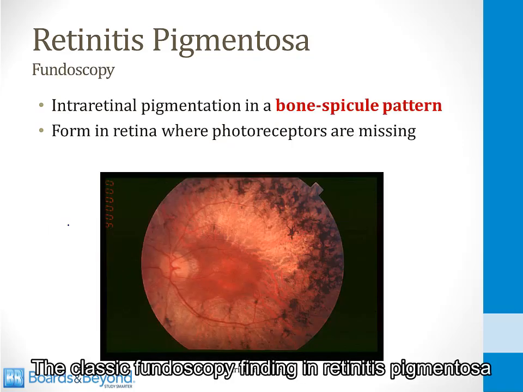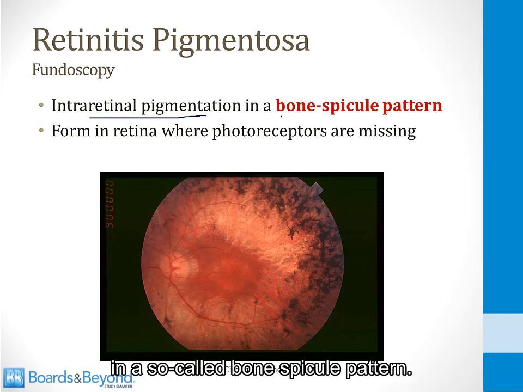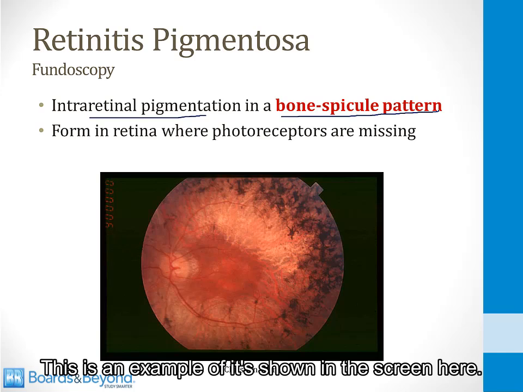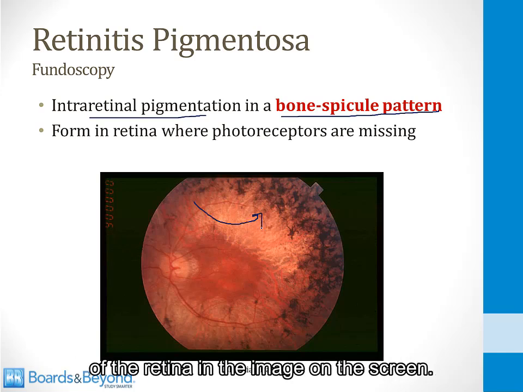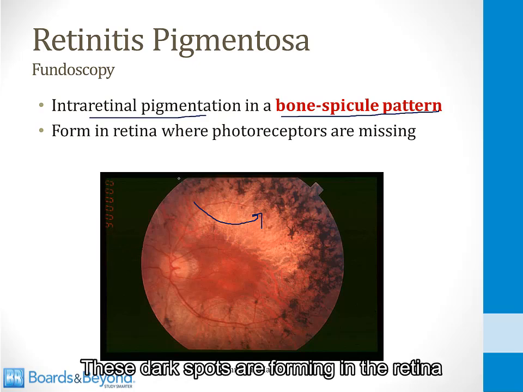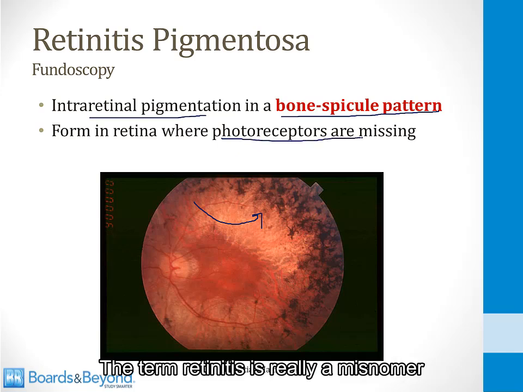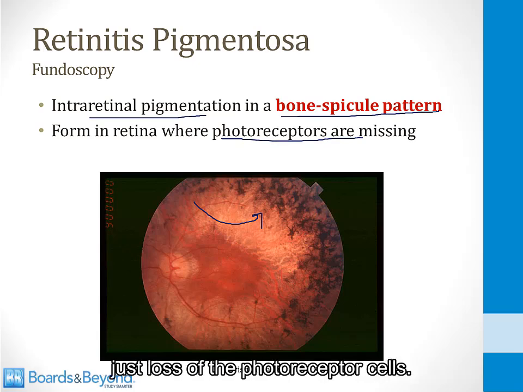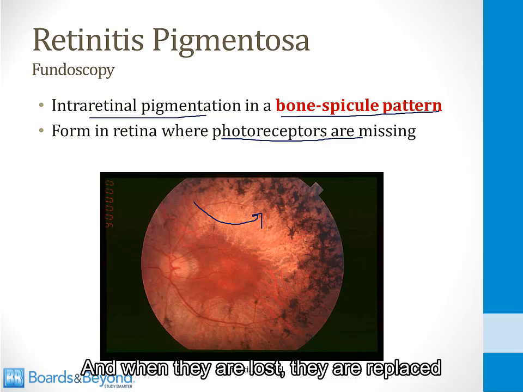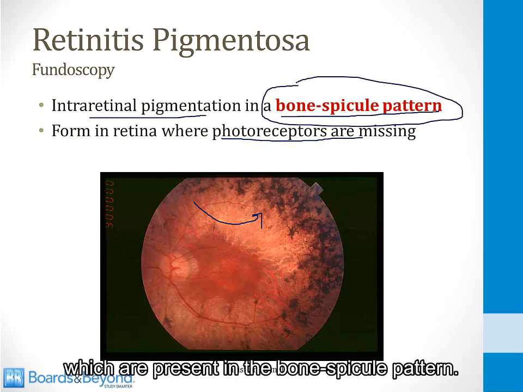The classic fundoscopy finding in retinitis pigmentosa is intraretinal pigmentation, meaning dark spots on the retina in a so-called bone spicule pattern. This is an example of it shown on the screen here. You can see these dark spots in the periphery of the retina in the image. These dark spots are forming in the retina where the photoreceptor cells are missing. The term retinitis is really a misnomer in this condition. There's no inflammation of the retina, just loss of the photoreceptor cells, and when they are lost, they are replaced by these dark spots on the retina, which are present in the bone spicule pattern.